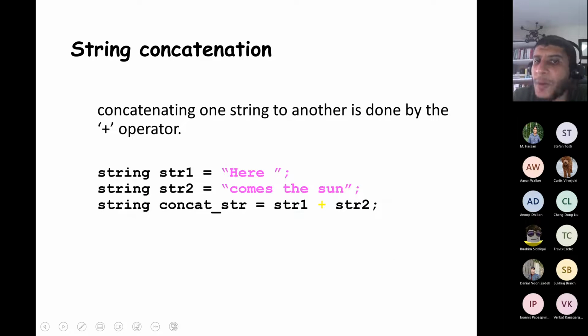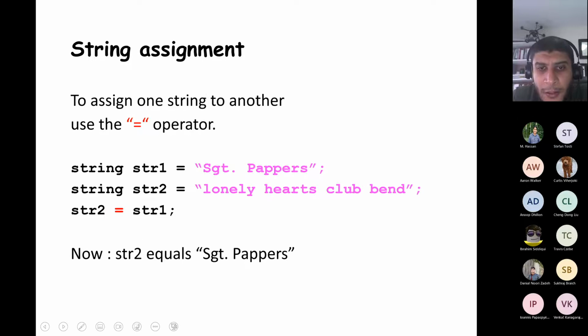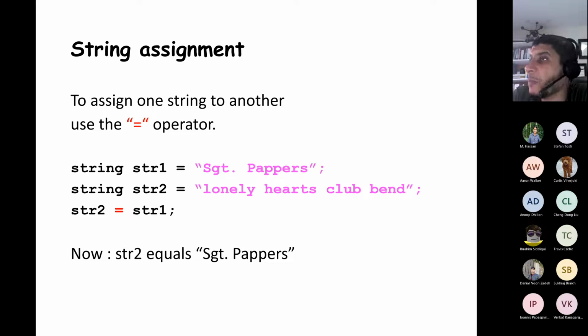I can then do multiple things. I can do concatenation using plus. I can do assignment using equality. I can check equality by saying equal equal. Most of these things you might already know from Python, right? Good. So all of this is basically allowed by using the string support in C++.